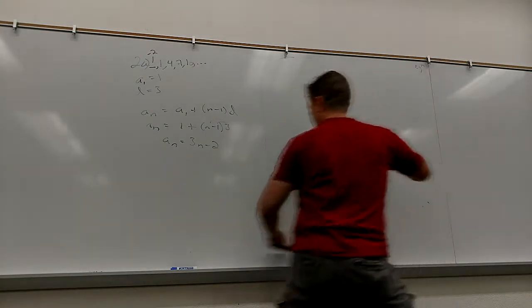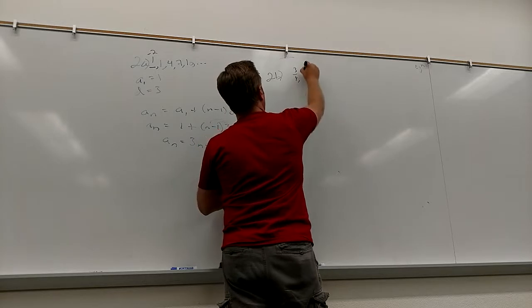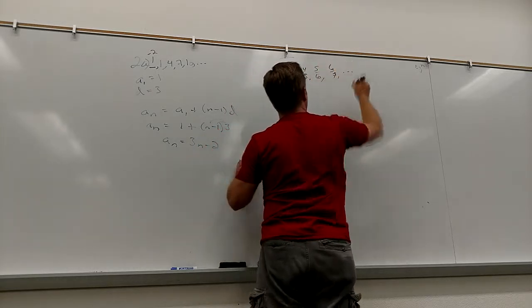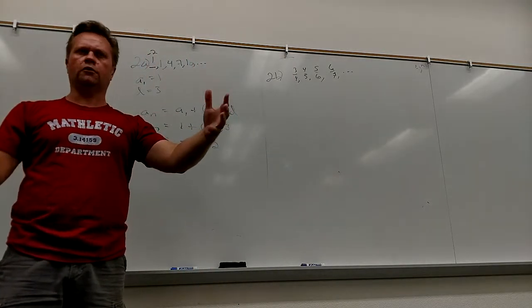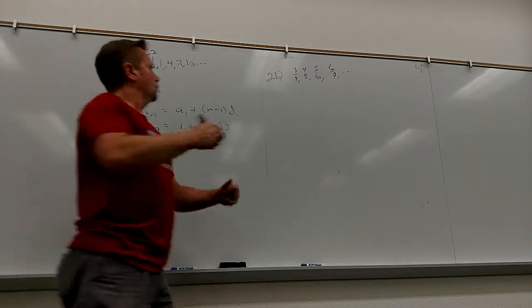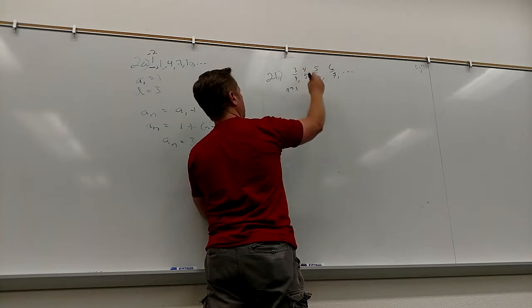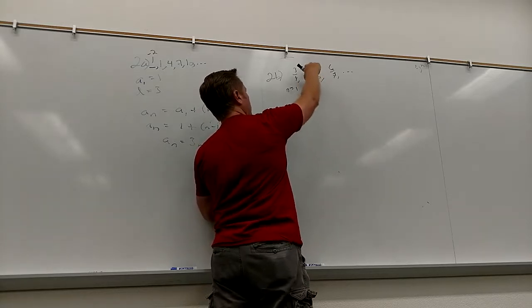What's the next one? Sorry. 3/4, 4/5, 5/6, 6/7. So here's one. It's not going to have a standard form. It's not arithmetic. It's not geometric. But when n is 1, I get 3/4. When n is 2, they both increase by 1, 4/5, right?